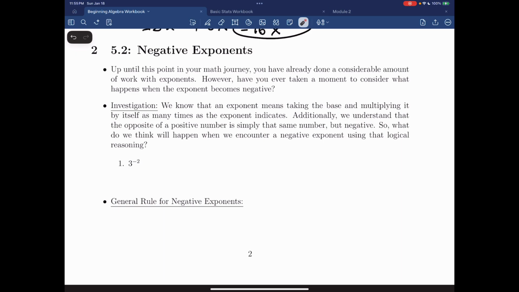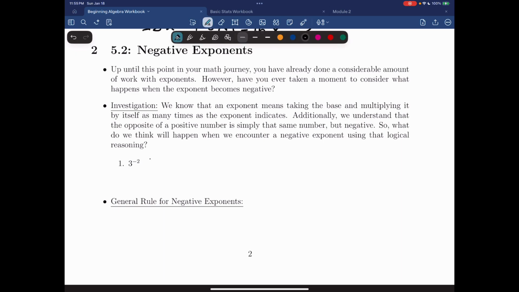So we know that an exponent means taking the base and multiplying it by itself as many times as the exponent indicates. Additionally, we understand that the opposite of a positive number is simply that same number, but negative. So what do we think will happen when we encounter a negative exponent using that logical reasoning? I encourage you to pause the video and think through what you think 3 to the negative 2 power might be. And assuming you've given it some thought, let's go through this.